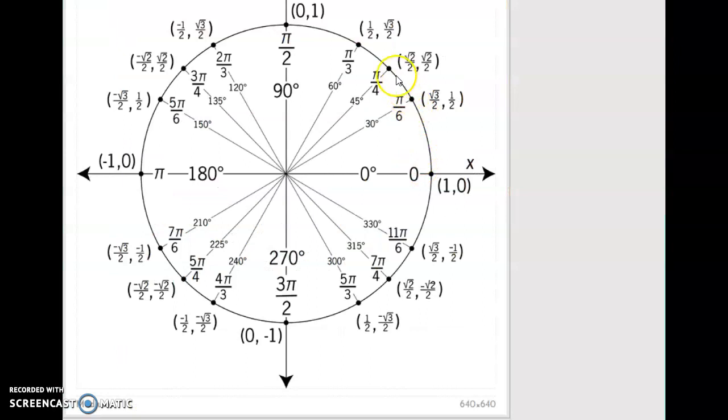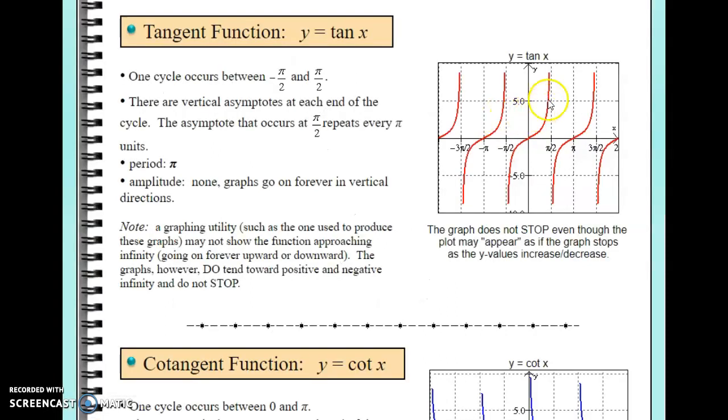If we continue around the unit circle, our next point that we would graph would be 90 degrees or pi over 2 radians. And we can see that what happens is we get 1 over 0 for our y over our x, and we can't divide by 0. We're not allowed to have that in our denominator. So we get an undefined answer, which means that we create an asymptote. And that's why we have an asymptote here at pi over 2 radians.